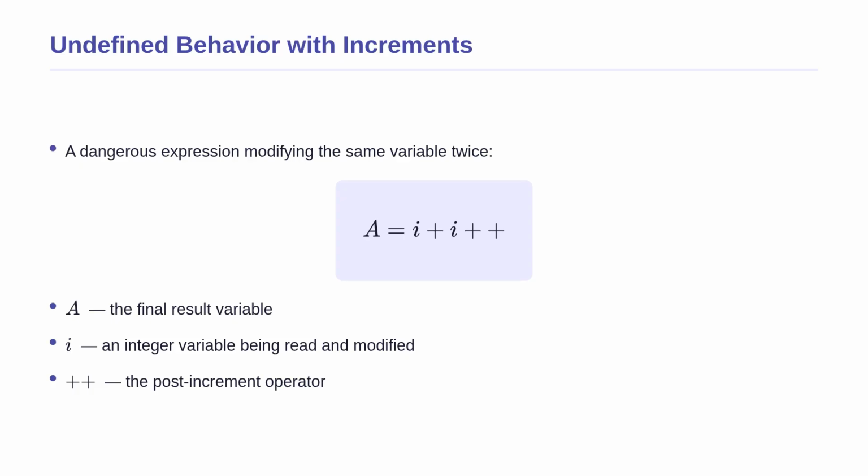Consider this dangerous formula: A equals I plus I post-increment. Here, a student is trying to be clever by adding the current value of I and the next value together in one line. Let us look at the symbols. A is our result variable. The letter I is an integer variable that appears twice. And the plus plus is the post-increment operator, which adds 1 to the variable. If I increases, we expect A to increase. But as we will see, precedence cannot save us here.